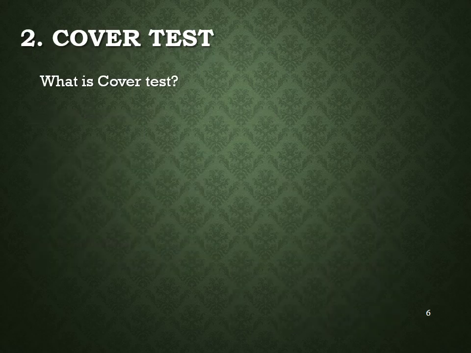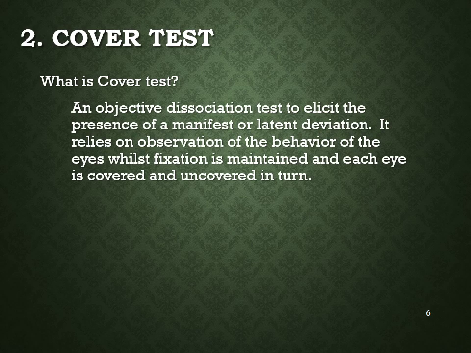What is the cover test? An objective dissociation test to elicit the presence of a manifest or latent deviation. It relies on observations of the behavior of the eye whilst fixation is maintained and each eye is covered and uncovered in turn. By means of the unilateral cover test, also called the cover-uncover test, the practitioner or optometrist can determine the presence or absence of a tropia.